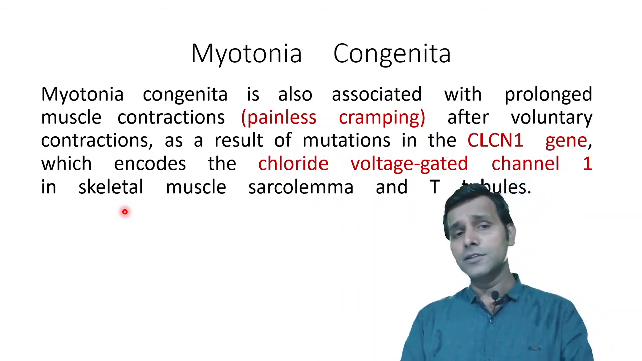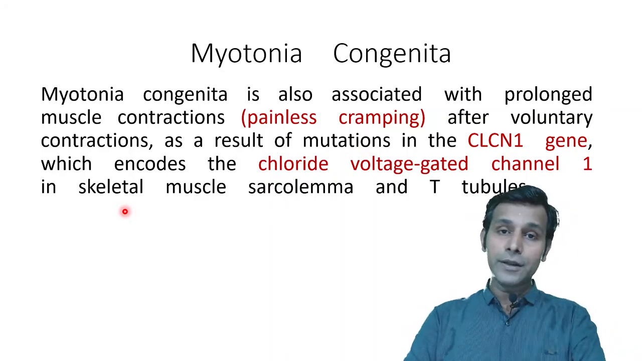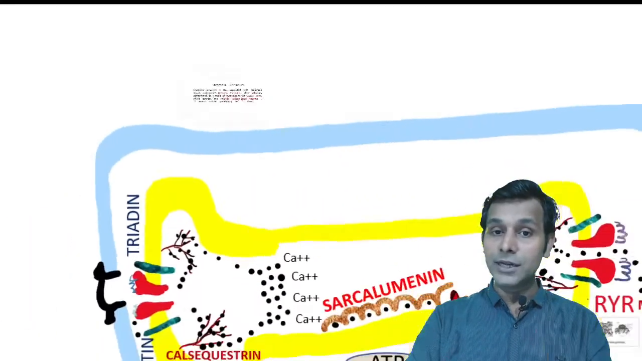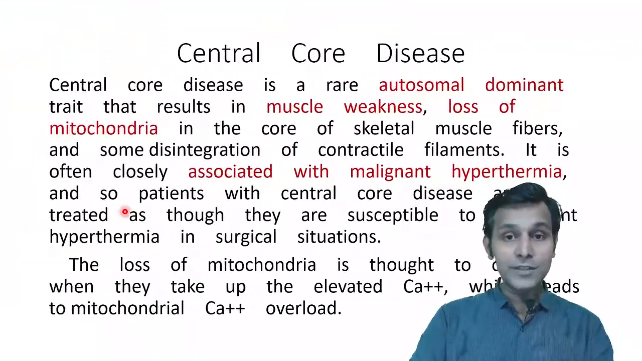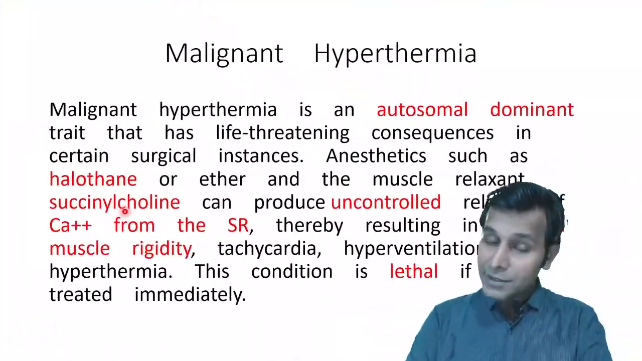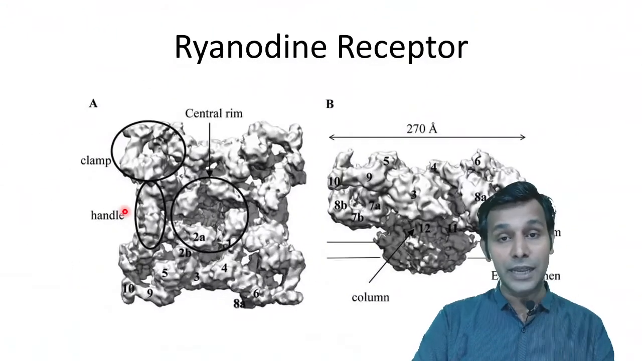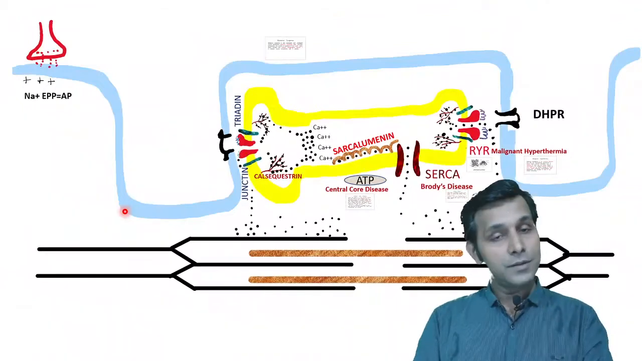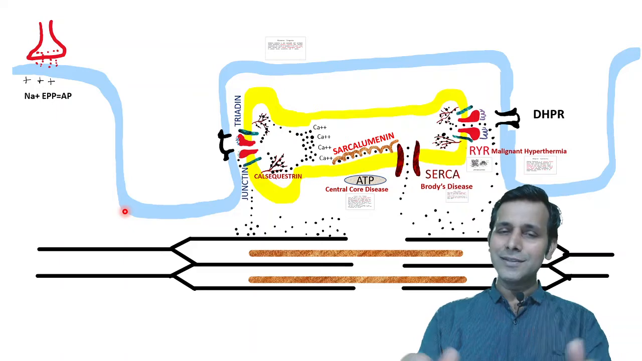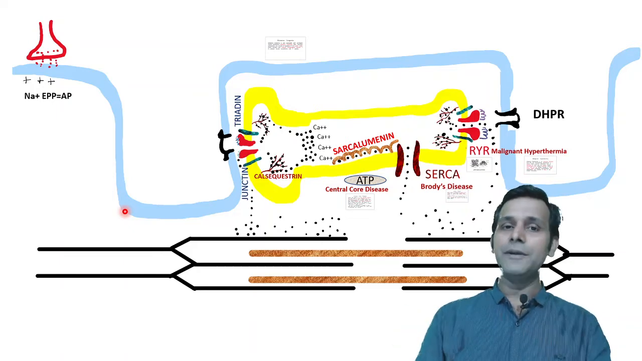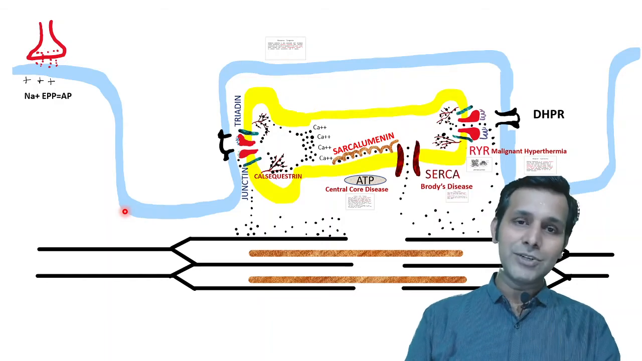So these are the four diseases which we have discussed so far in EC coupling. We'll just go through them again in a revised form. We have myotonia congenita, Brody's disease, central core disease, and malignant hyperthermia, and these diseases are associated with calcium homeostasis, the ryanodine receptor, and overall the sarcomere and EC coupling. I hope you enjoyed today's learning. This is a short glimpse, or a rapid way of learning, the disease and applied physiology associated with excitation-contraction coupling.